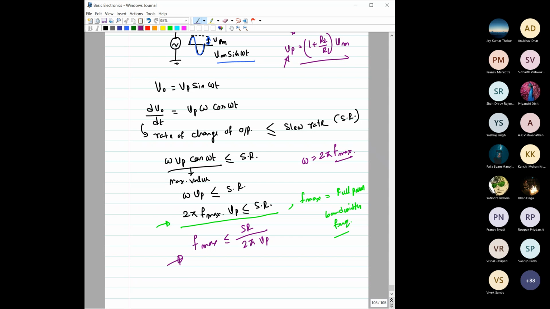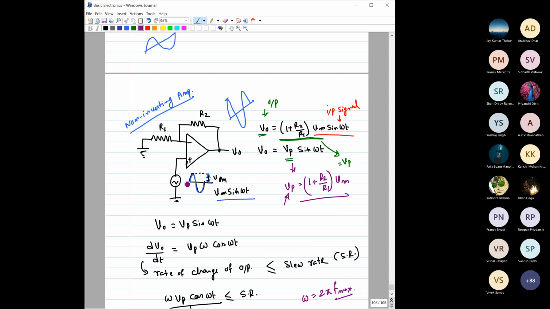Means input frequency is fixed, right? Input frequency is fixed. The maximum possible input frequency which we can give. See here, the input frequency is omega. Even if you take a derivative or do an amplification, the frequency is not changing, it remains the same. You are only manipulating the magnitude. So the input frequency and output frequency will be the same.